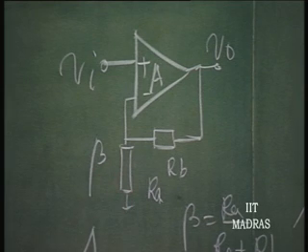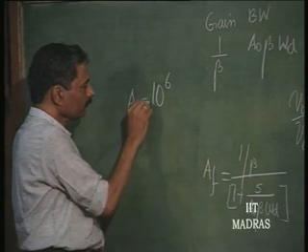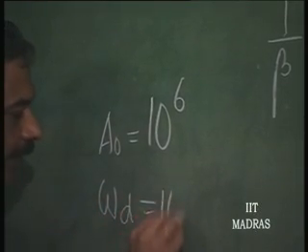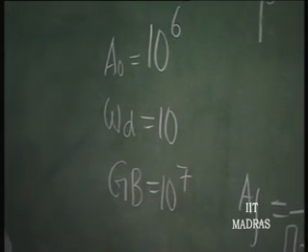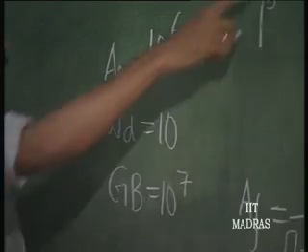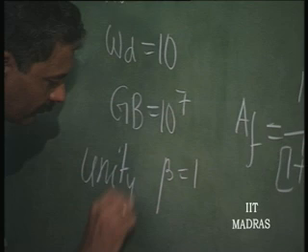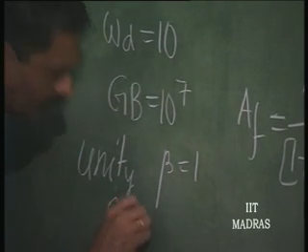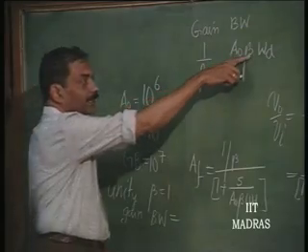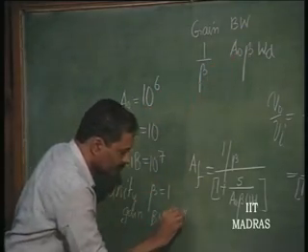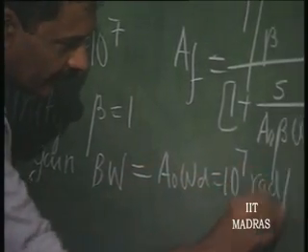As an example, let us take that I am having gain of 10 to the power 6, omega d equal to 10. Gain into bandwidth is 10 to the power 7. If I use it as a unity gain amplifier, then beta has to be equal to 1, let us say. Then its bandwidth is going to be, beta is 1, A naught into omega d, which is 10 to the power 7 radians per second.